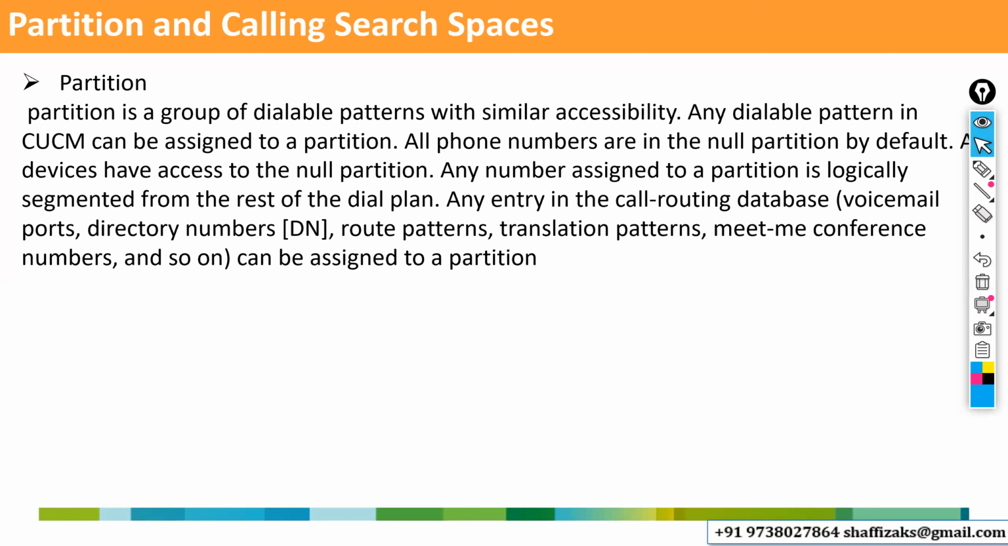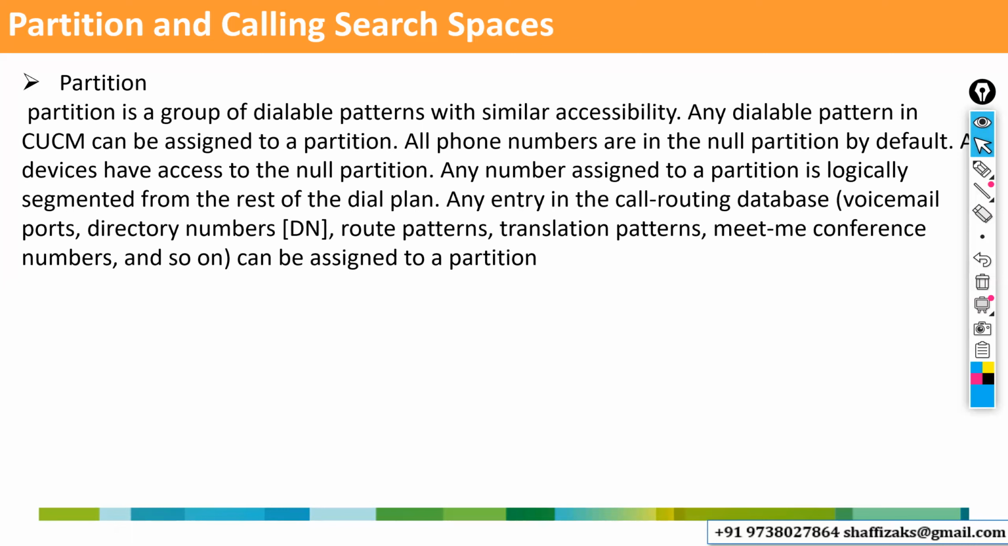In Call Manager, there are different types of numbers we can configure. Whenever you assign or configure any number, for every number we can assign a partition. That's very simple. A number assigned to a partition is logically segmented from the rest of the dial plan. It means when you have different numbers, you are grouping them. How are you grouping? By using the partition. So it's a very simple answer you can give.